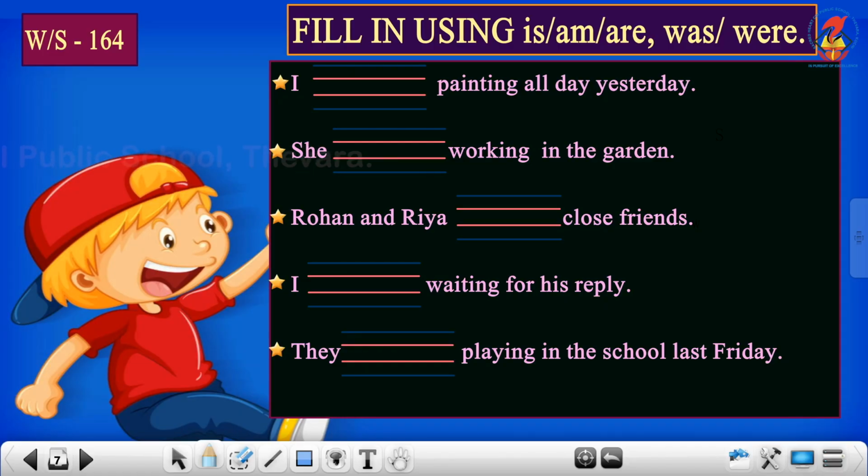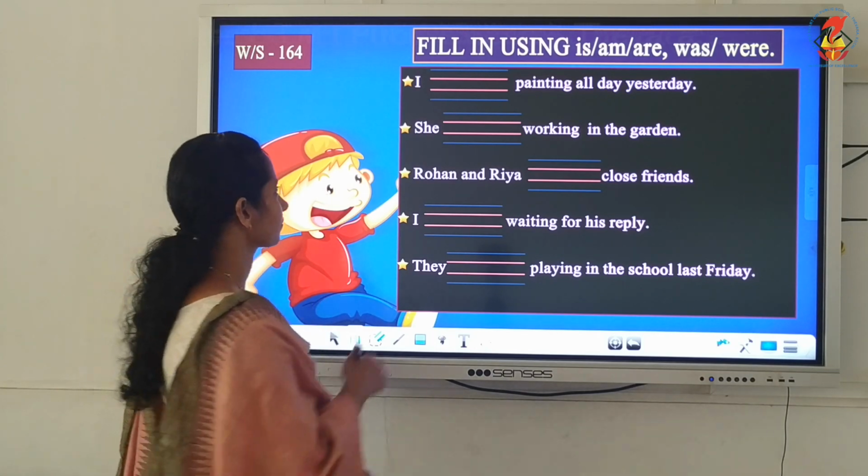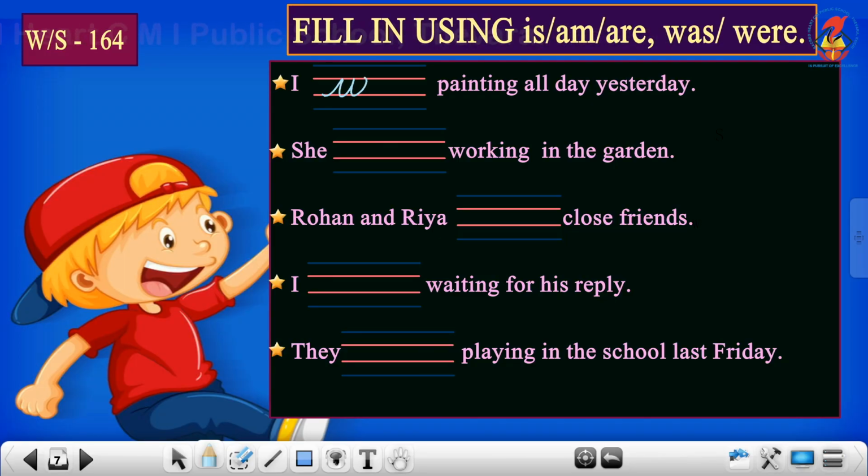Again, the next one is in page number 164, okay? So shall we do it together? The first one is I dash painting all day yesterday. There also, I think around 19 are there. We are doing the first 5, the rest has to be done by yourself, okay? I dash painting all day yesterday. So I was, okay? The word yesterday shows that this happened in the past, isn't it? The action is over, so which means you have to use was.